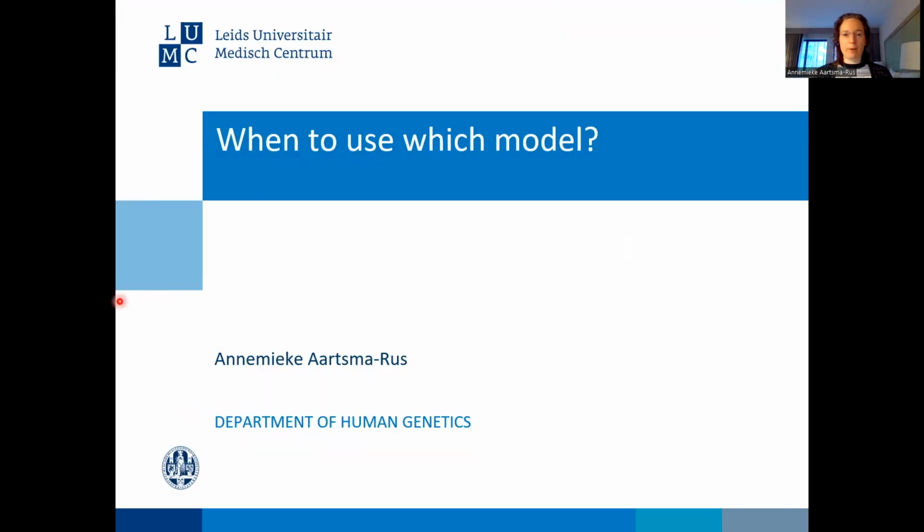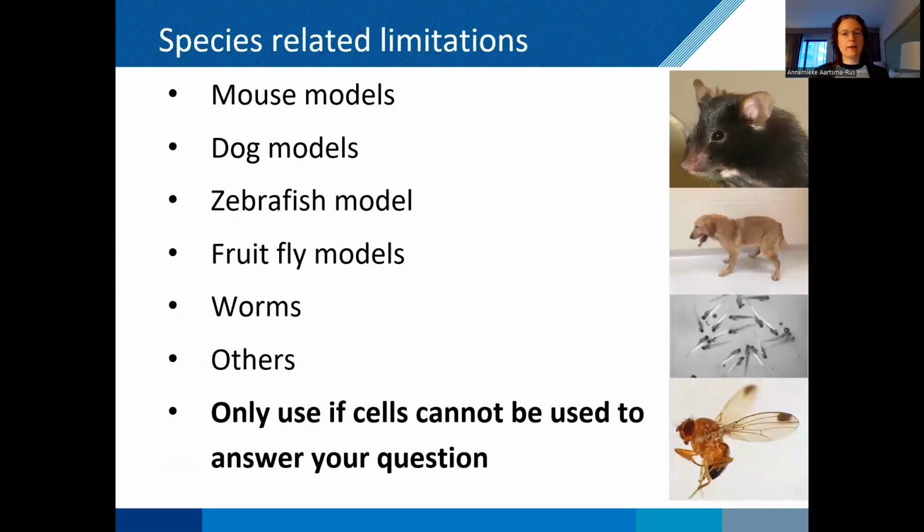Hello, I'm Annemieke Aartsma-Rus, and in this presentation, I will give some more information on when to use which animal model. There are, of course, a lot of different animal models possible. Most people use mice, but for many diseases, there's dog models, fish models, fruit flies, worms, and many others. And of course, you should not use an animal model if you don't have to.